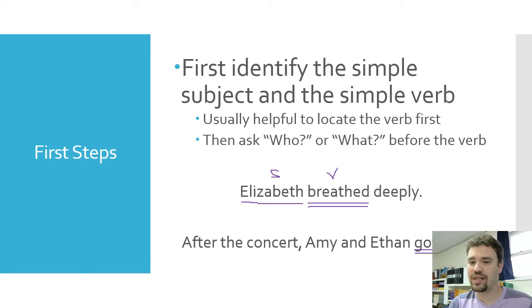The action word is got. And I can ask who or what before the verb. Who got pizza or what got pizza? Well, there's an answer to the question who, although in this sentence, it's two people, Amy and Ethan. So that means they are both going to be my subject. So subject here, and verb here.